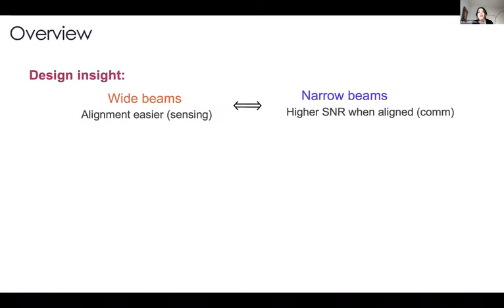So the main insight from looking at this prior work is that a wider beam allows you to do better in terms of alignment or sensing. Because you cover the transmitter, you know more about where it is. Versus communication, where a narrower beam will give you a better beamforming gain.